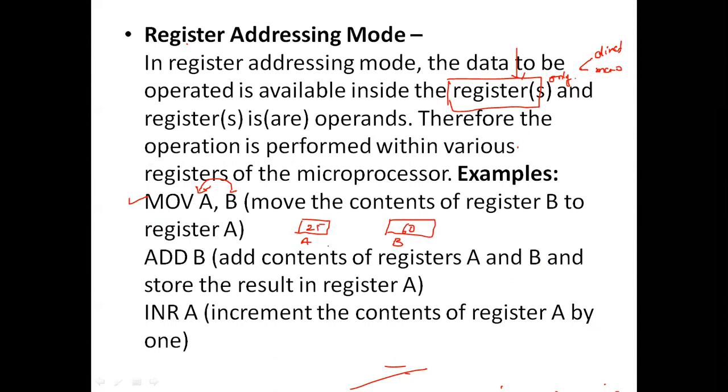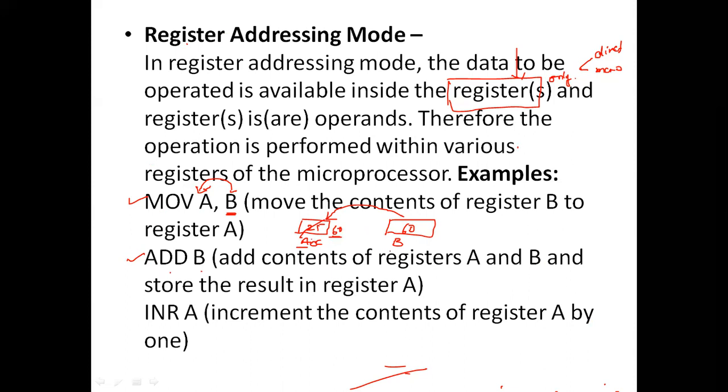So in MOV A, B, the right side one, that is 60, is going to be moved onto the accumulator register. A is nothing but the accumulator register. So here the 25 is overwritten by 60. Now the accumulator contains the data 60. Next, ADD B.